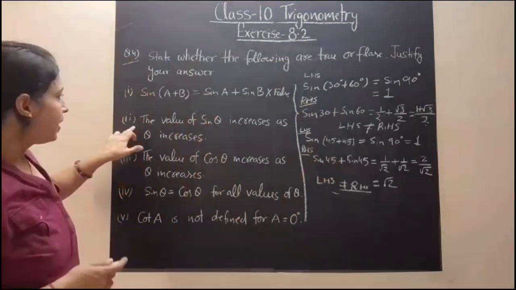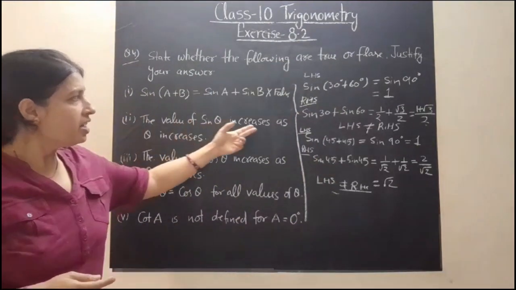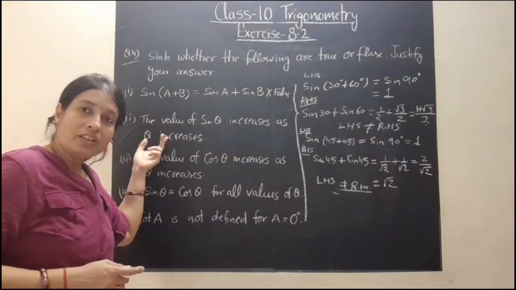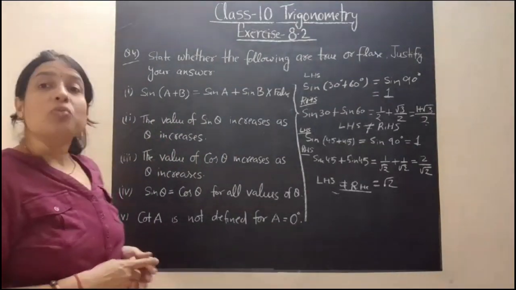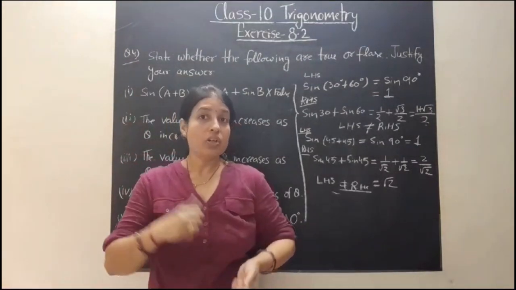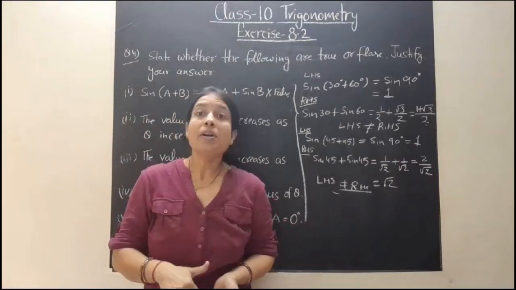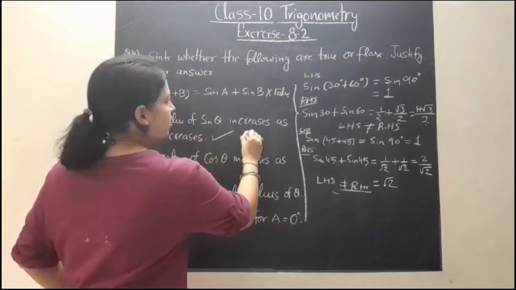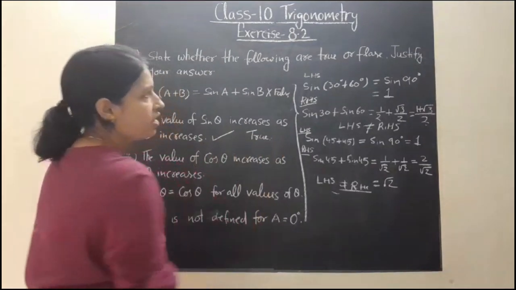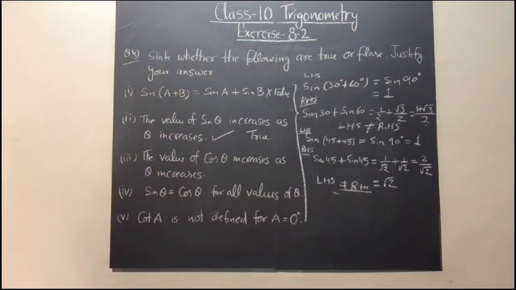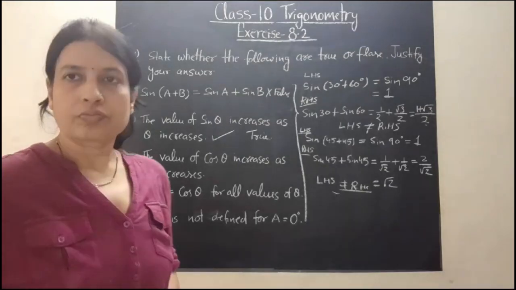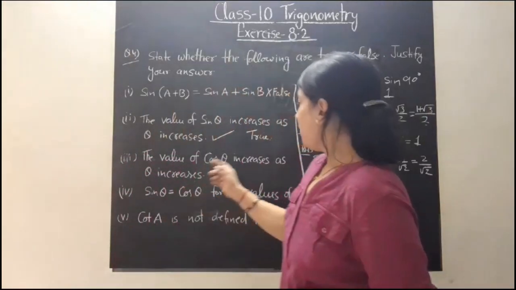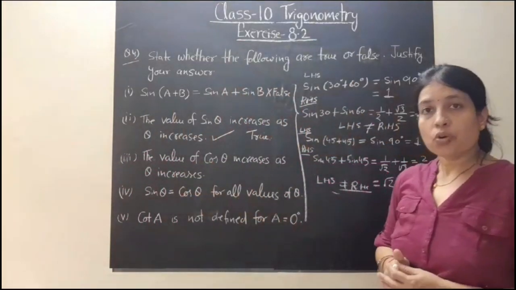What is second one? Second one is the value of sin theta increases as theta increases. It is right or wrong? It is right. Why? The value of sin theta increases from 0 to 1 as theta increases from 0 to 90 degree. So this statement is right. So you can write here this is true. So third part is the value of cos theta increases as theta increases. This is true or false?